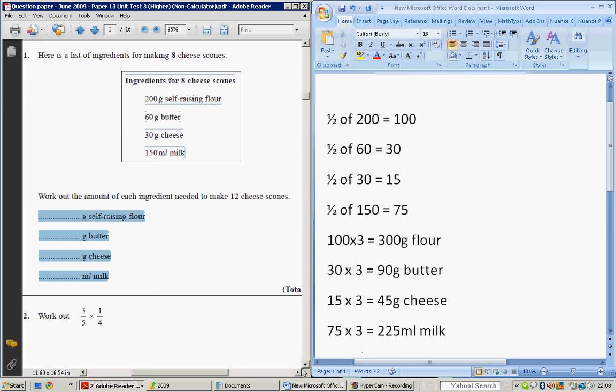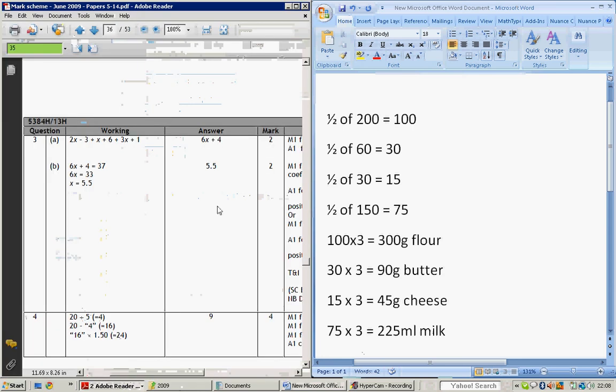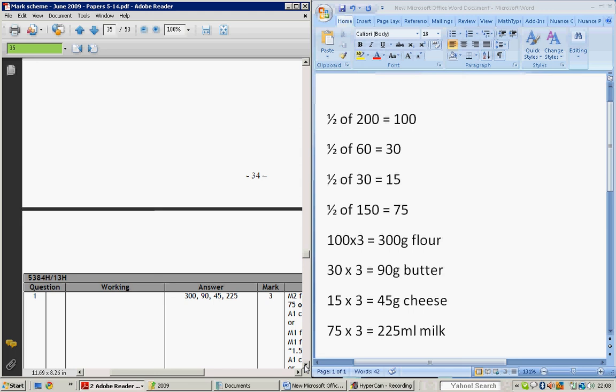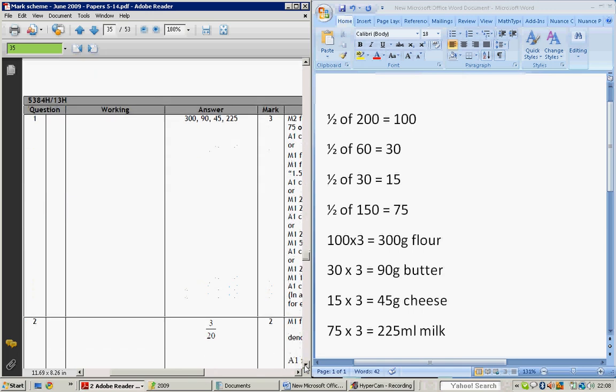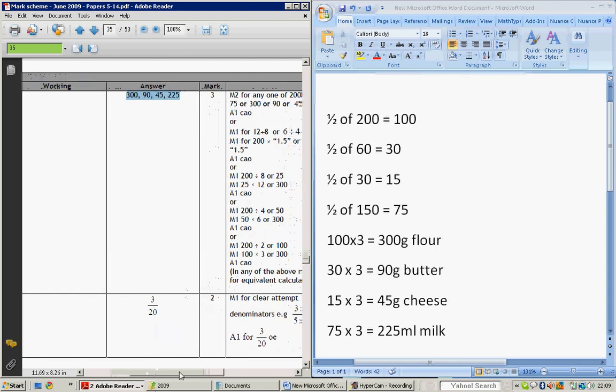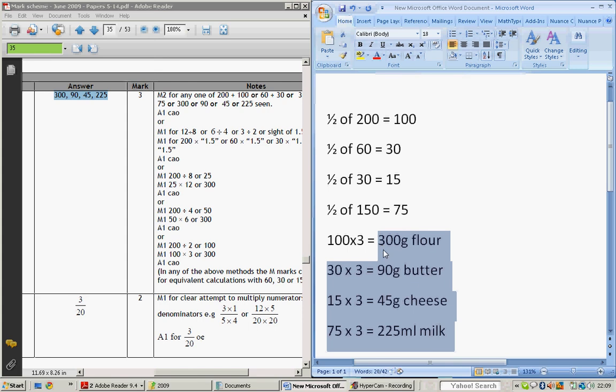Okay, and now let's check if I got that right. Hopefully I did. Let's check the mark scheme. Here it is. I saw that this question is worth 3 marks, so they're probably looking for 3 different things. Okay, so here we are, question 1. The answer they're looking for is 300, 90, 45, and 225. I've written down 300, 90, 45, and 225, so I have gotten this correct.